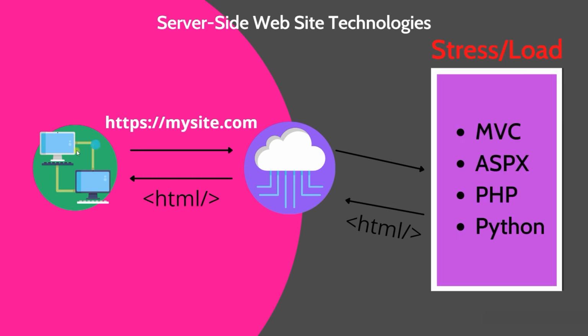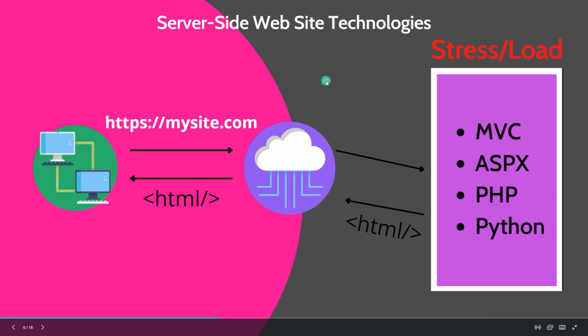So you can see that every time a computer accesses mysite.com, all of that work is done on the server. Well, that puts all of the stress and load on that server. So if we have 1 million people accessing mysite.com, we would have to put up more servers in bigger web farms, and we would have to make sure that we could handle all of those million requests at once. So we would need an infrastructure on the server side that can deal with all of that traffic. So some examples of server-side web technologies that work this way are MVC, ASPX, PHP, and Python.